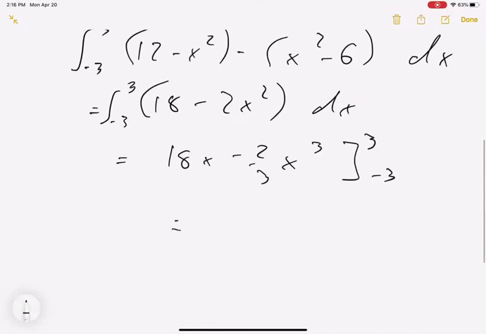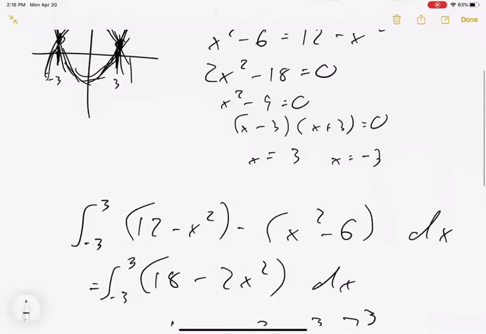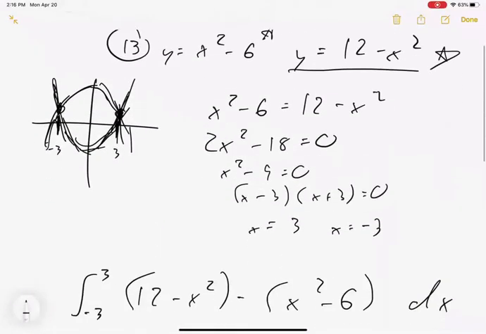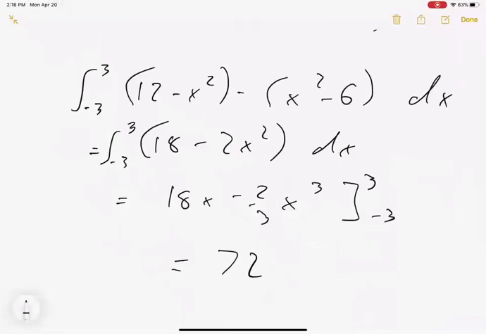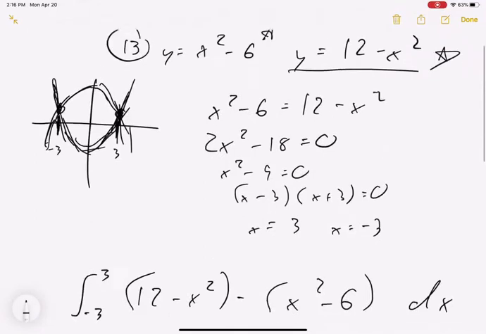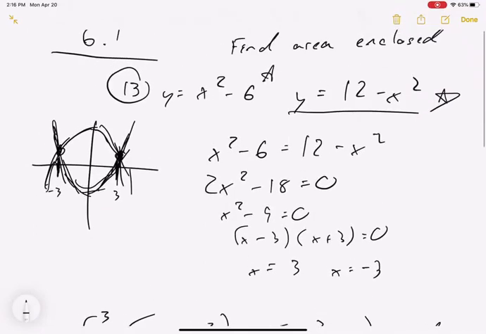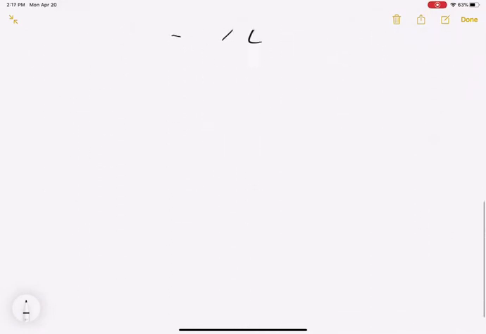And this should evaluate to 72. Maybe I'll skip a lot of steps on these problems if it's pretty basic. For example, from here, I think the steps are pretty clear. Nothing really revolutionary going on there. So the important thing I want to note is that when we're solving for these points, we move everything over to one side of the equation and factor. That's the best way to find our points of intersection.